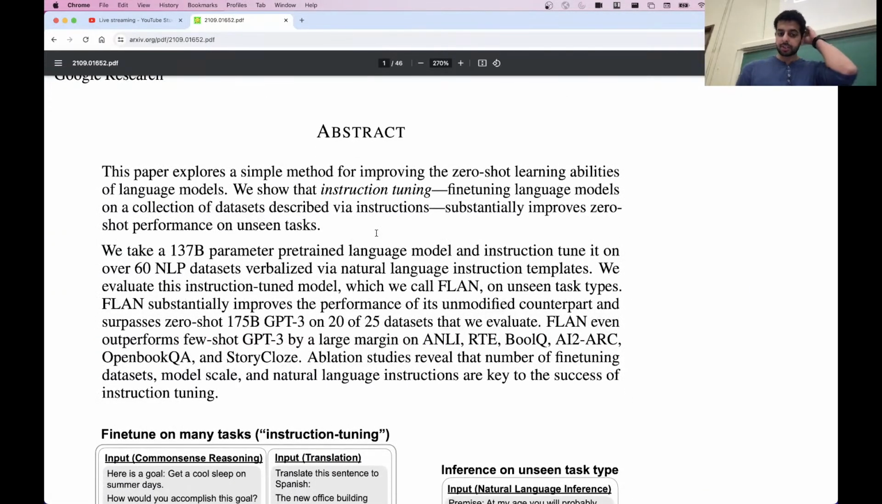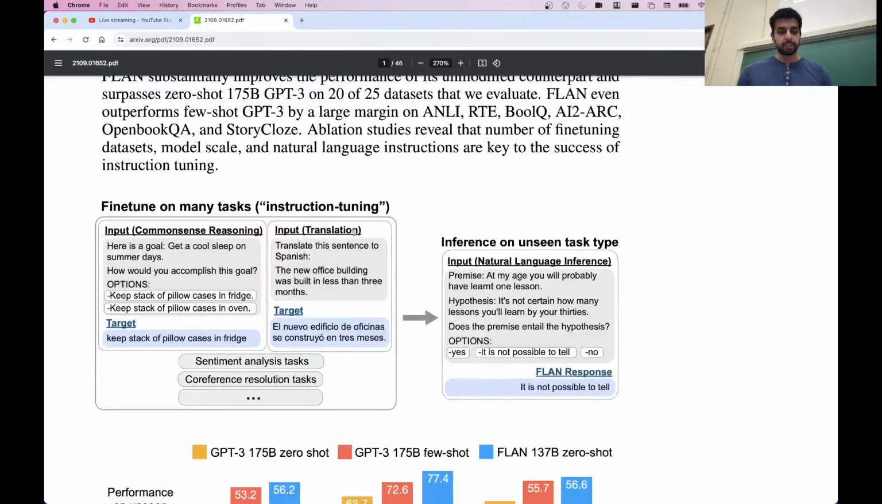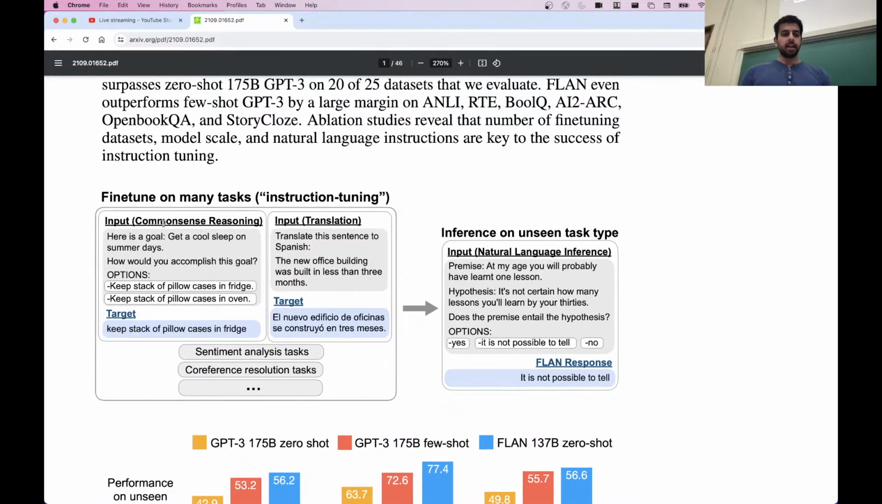So just looking at this first figure is quite interesting. We see here two different tasks. One of them is common sense reasoning. So here's a goal: get a cool sleep on summer days. How would you accomplish this goal? Options. Now there's two options, and the model is fine-tuned to generate one of the options. In the exact same data set, we have a translation task. Translate this sentence to Spanish: the new office building was built in less than 3 months, and we have a target. So the model is trained to solve both of these tasks in the same data set, right?